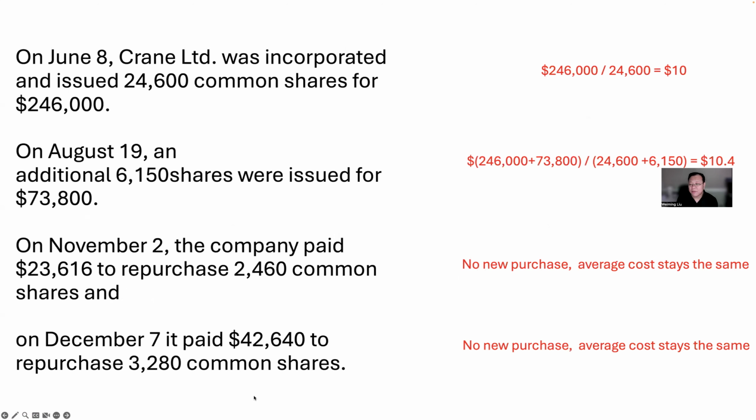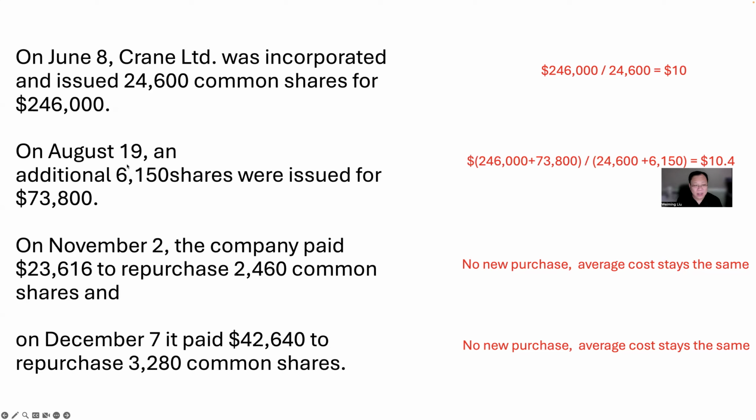So let's take a look at the first question. On June 8th, Crane Ltd was incorporated and issued 24,600 common shares for $246,000. So the cost would be the total money you spend divided by the number of shares you acquired. So this actually is pretty even numbers. So you get $10 per share.